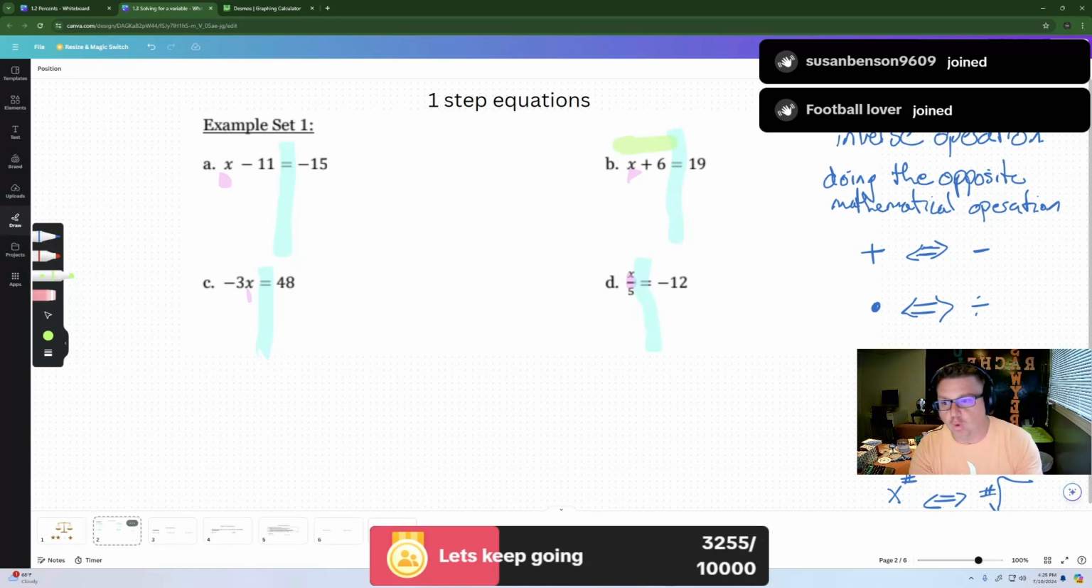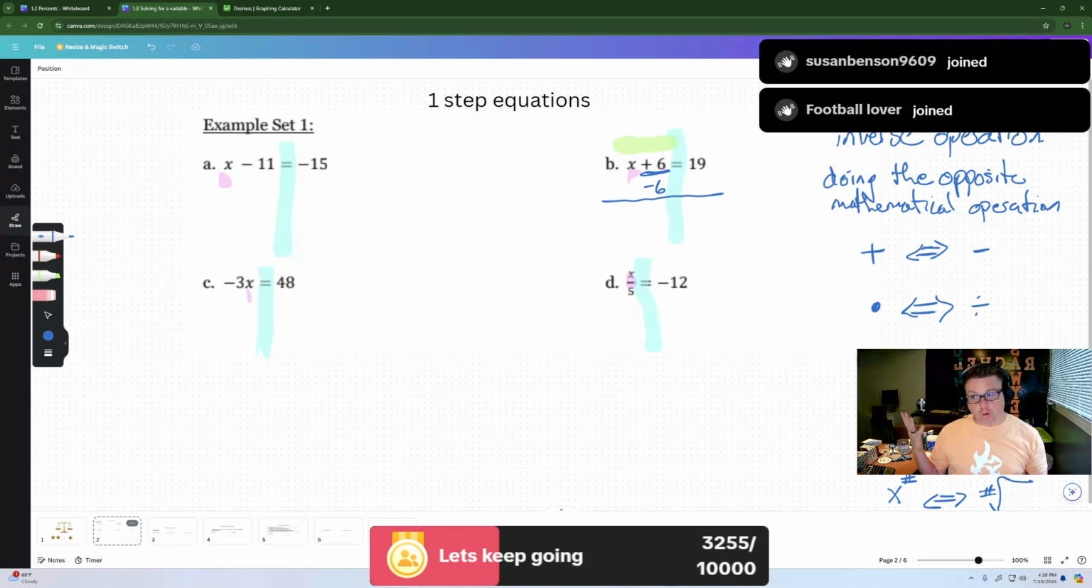What do you mean by that? Well, remember, we broke up the equal sign with that highlight. So what numbers are on the same side as our variable? And now you're going to go, oh, well, I know there's a plus 6 right here. Okay, now what's the inverse operation of a plus 6? Well, it's going to be minus 6, okay?